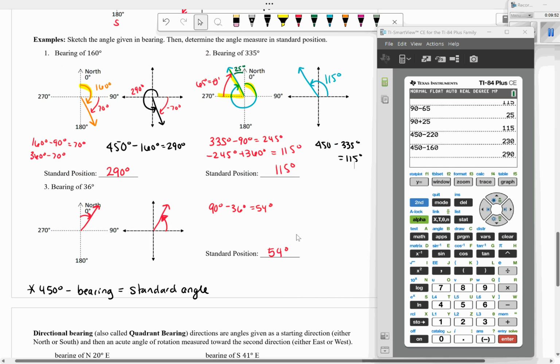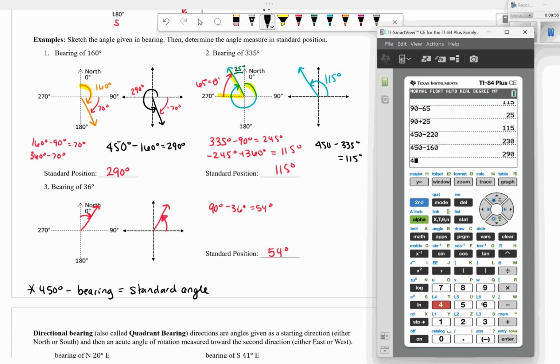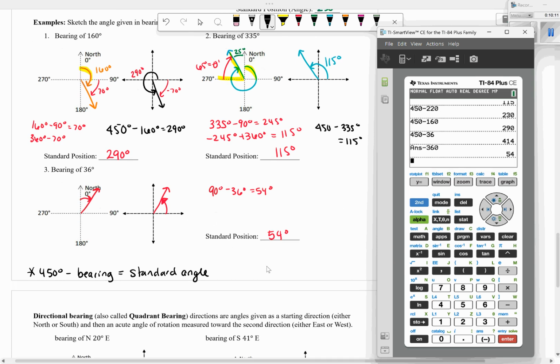So for this one, again, you wouldn't want to do that because it's 36 degrees, because if you did 450 minus 36, you just have to subtract 360 again. So just doing more work than just taking the 90. So then those are all, of course, coterminal angles, but we only need from here to here.